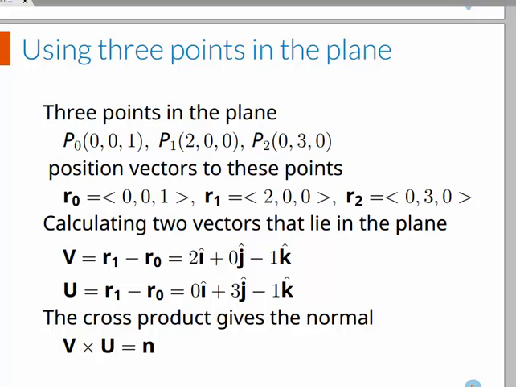Now if the normal is not available, then instead of 1 point and the normal, 3 points are needed. The reason you need 3 points is that with these 3 points you create 2 vectors. You take the 2 vectors, and from that you create the normal. Then you go back and use one of these points and the normal and do just what was done before. So for example, here are 3 points. From these we create position vectors. We take the difference between the position vectors and create 2 vectors in the plane. Their cross product gives us the normal.